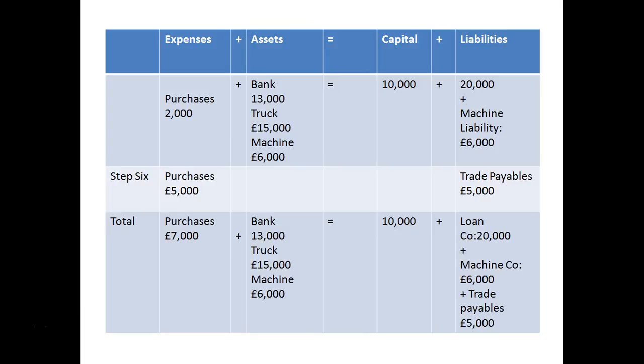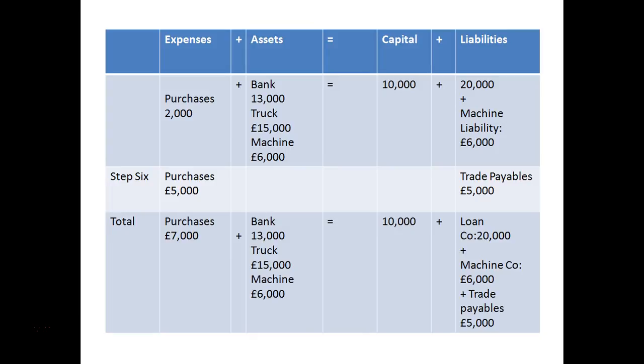Step 6. Purchases of £5,000 is what they've taken now. They have an expense here, but you can see that nothing has happened under assets, because nothing has happened. But what has happened is you suddenly have an increase in liabilities. So you have purchases in step 6 of 5,000, and you have trade payables all the way over here of 5,000 as well. Yes, an increase in liabilities.